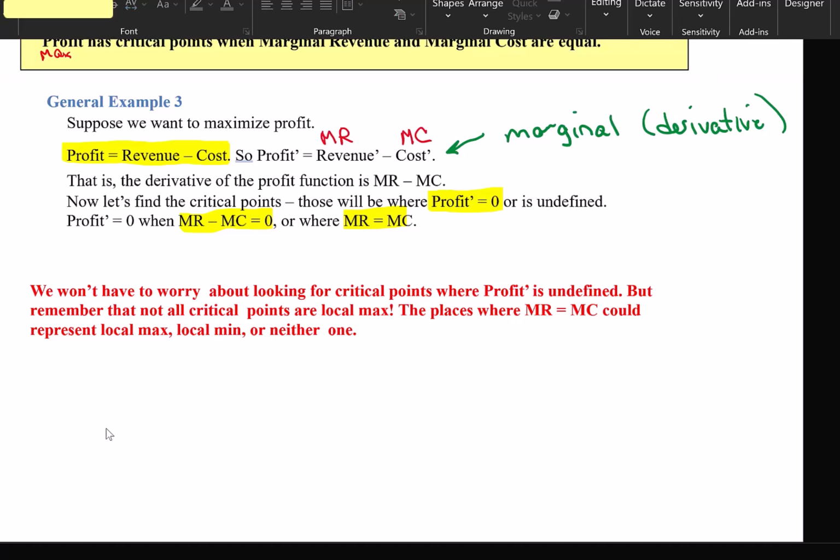This is really important. We won't have to worry about looking for critical points where the profit is undefined. But remember that not all critical points are local max. The place where the marginal revenue equals marginal cost could represent a local max, local min, or neither one. This is what we keep saying over and over. We're finding the critical points, but we have to make sure that we're finding the maximum or the minimum depending on what we're looking for.